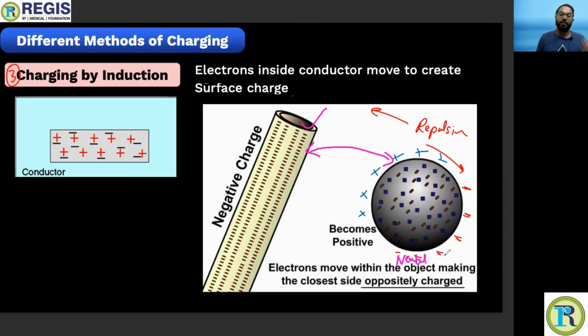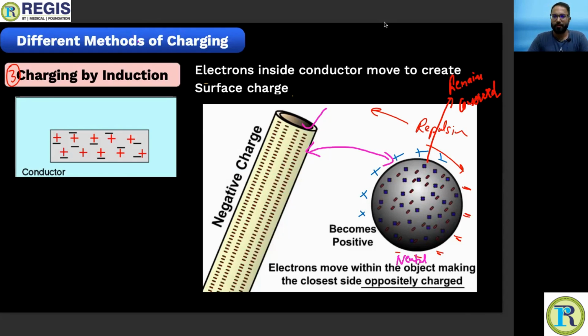But the charge on this sphere remains conserved unless there is earthing. We will talk about earthing later. Clear? Any doubt, any confusion?